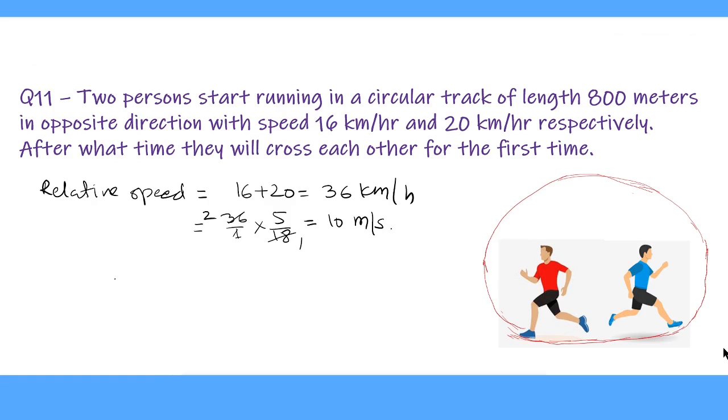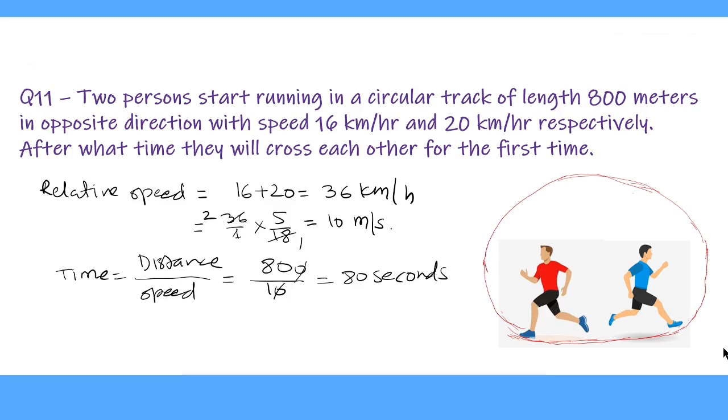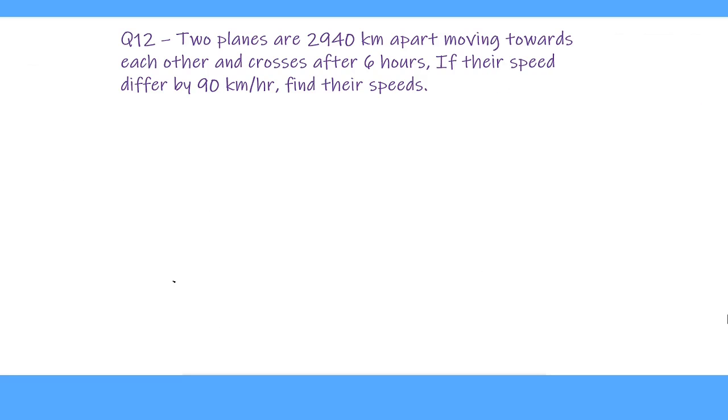The distance is 800 meters. So time equal to distance upon speed. This is equal to 800 divided by 10. This is 80 seconds. So they will be meeting for the first time after 80 seconds, which is equal to 1 minute 20 seconds. We go to question number 12.